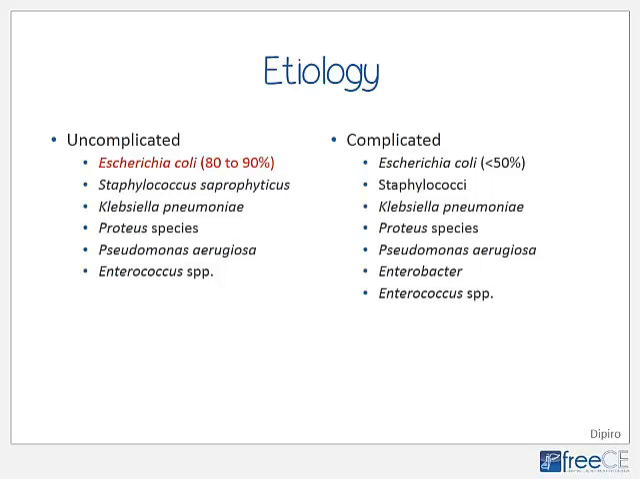Now, complicated urinary tract infections, which as I've mentioned really includes our catheter-associated infections, generally have more varied organisms, and the organisms tend to be more resistant.